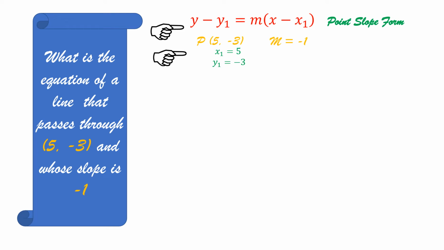So let us now substitute into the formula. We have y minus negative 3 is equal to m, which is -1, times the quantity x minus 5. Let us simplify each term. We have y plus 3 is equal to -x plus 5. That is -x plus 5 because we distributed -1.